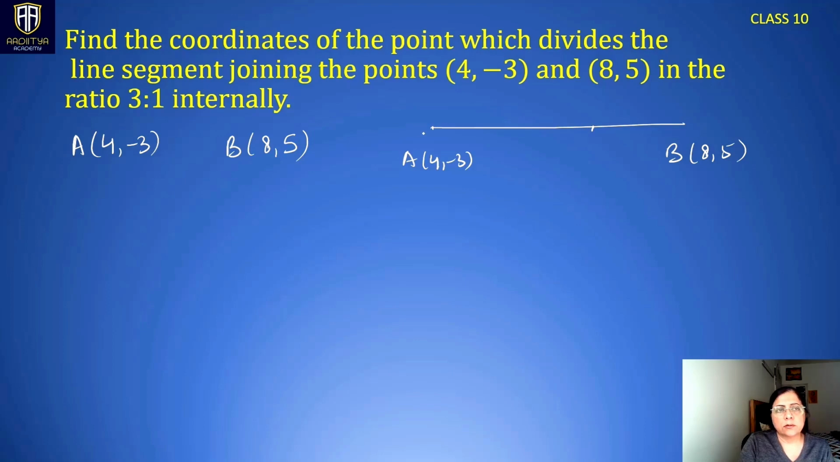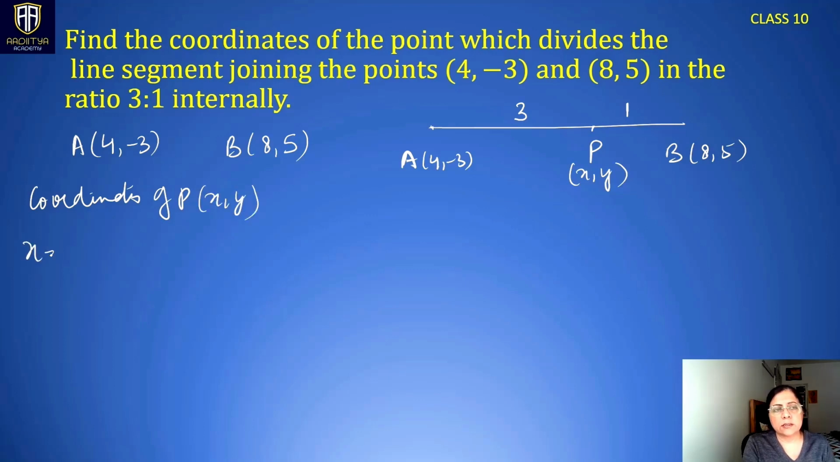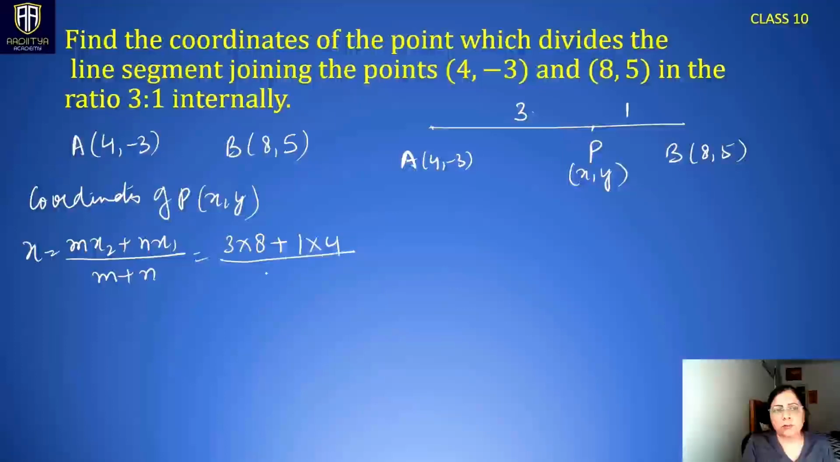And find the coordinates of the point which divides the line segment joining this A and B in the ratio 3:1. Now m and n here are given to us as 3 and 1. This is point A, this is point B, and let this be the point P which is dividing the line segment AB in the ratio 3:1. Here we have to find the coordinates of point P. So I am simply using the formula: coordinates of P, x comma y, are given as x is equal to mx2 plus nx1 upon m plus n. Now use it here. This is your m.